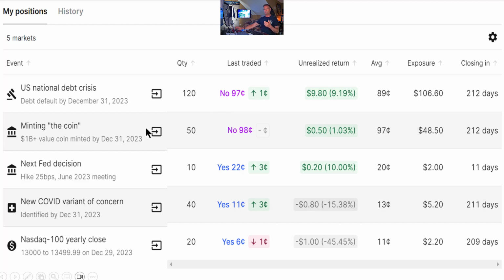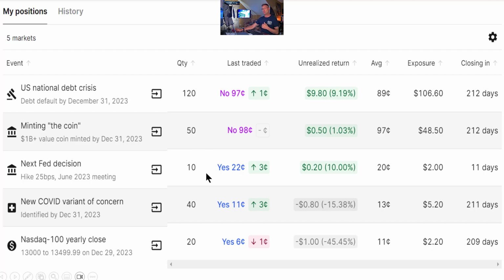Minting the coin. So when the default was in question on the debt, there was a lot of question of whether or not the government would mint a $1 billion or $1 trillion coin. That question comes up every single time the debt ceiling gets pushed a little bit. And of course, they never ever do that. They never have done that. That was a pretty easy setup as well. You put in 98 cents, you get $1 back per contract on that.